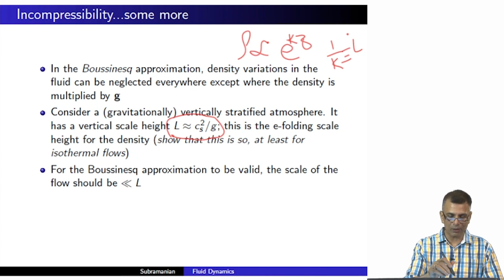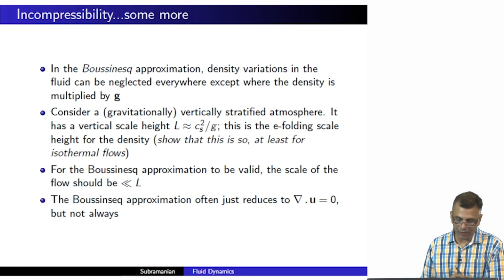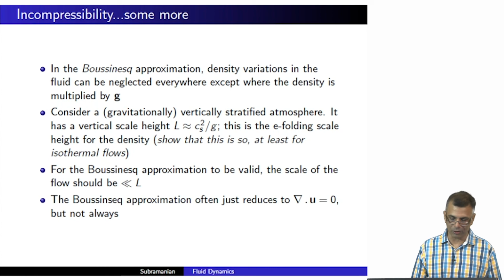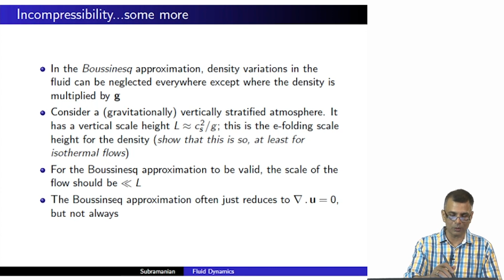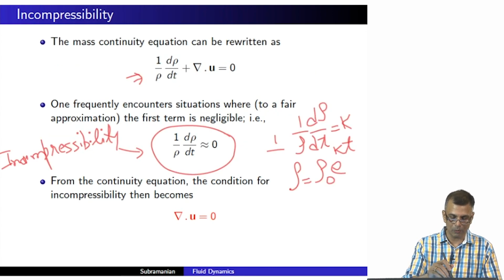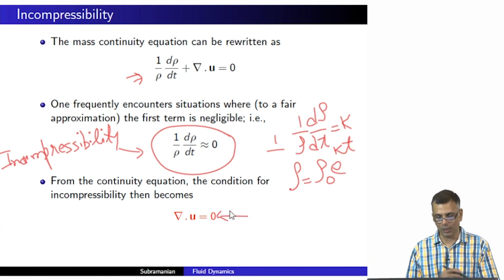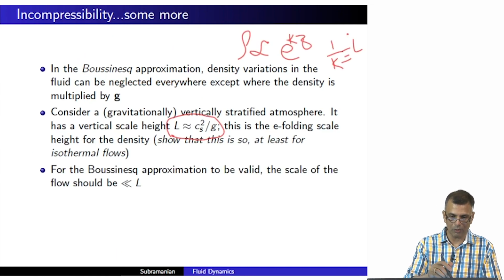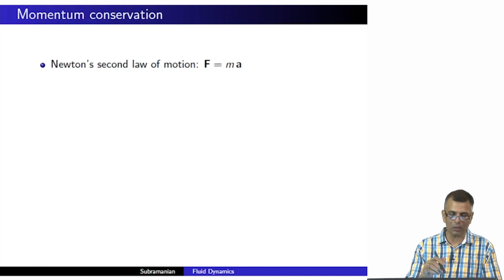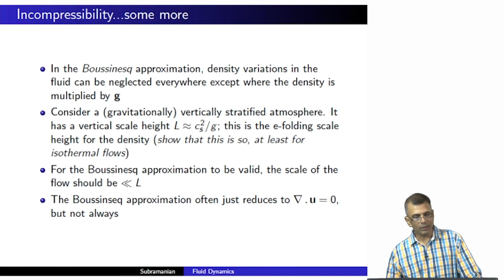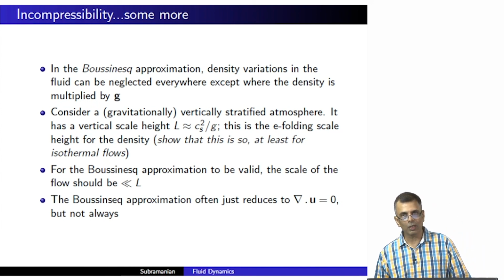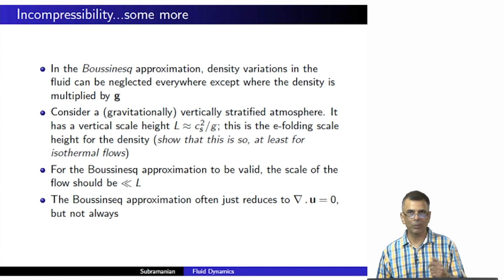Okay. It turns out, after having said all this, you'll be a little disappointed when I make this statement. The Boussinesq approximation often just reduces to divergence of u equals 0, which was just what we said earlier. It was just what we said here. This is the incompressibility condition anyway, right? So the Boussinesq approximation often just reduces to divergence of u equals 0, but not always. Okay. So that is about mass conservation, and let us now march right ahead into momentum conservation.